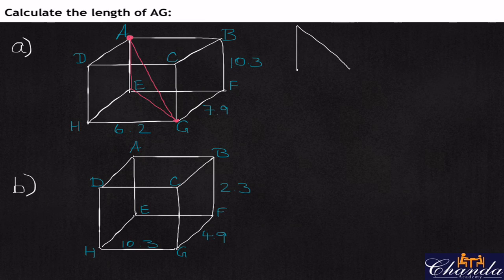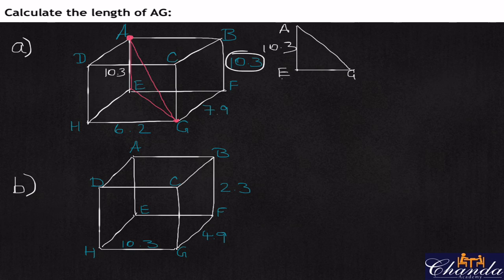So we have A sitting at the top, E sitting at the bottom, and then G sitting at the bottom right-hand corner right there. Okay, AE has been given to us as 10.3, because as you can imagine, 10.3 is BF, so this has to also be 10.3.